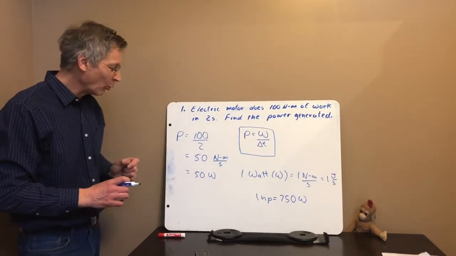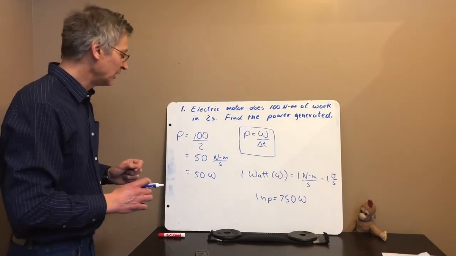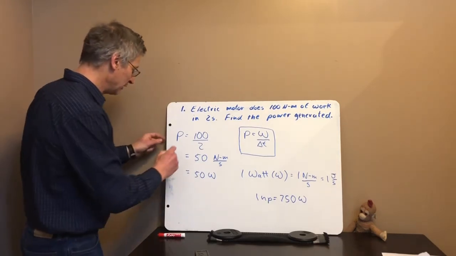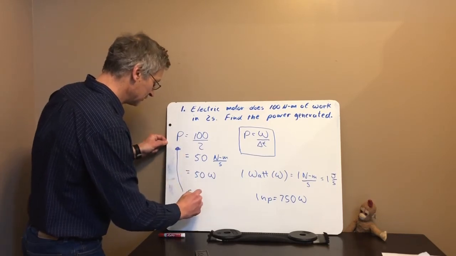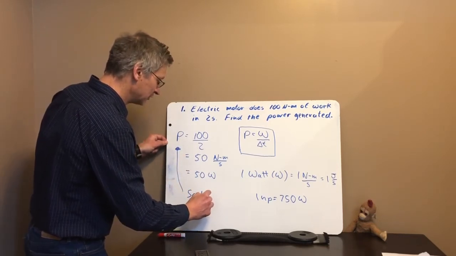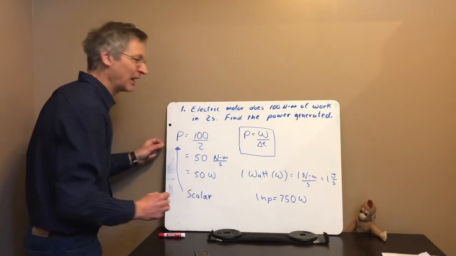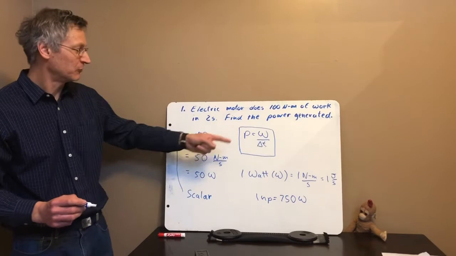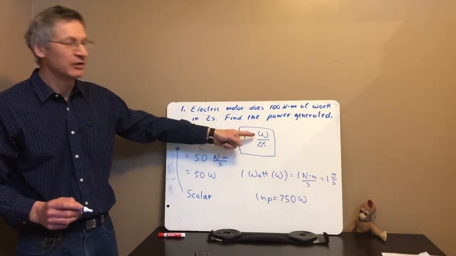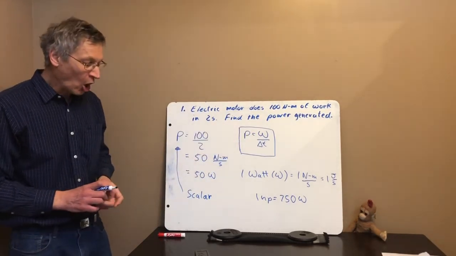And one last thing we should tell you is that power is a scalar, not a vector. You'll never have to add power on a vector diagram. Makes sense, right? Because power is calculated from work, which is also a scalar.